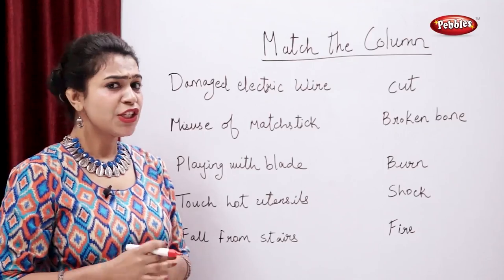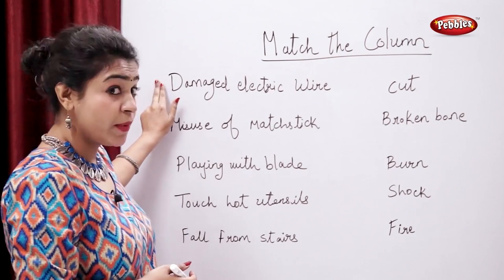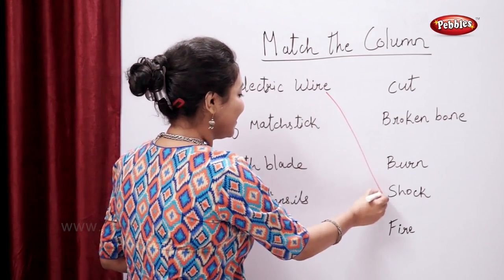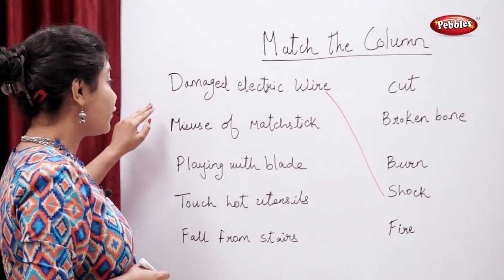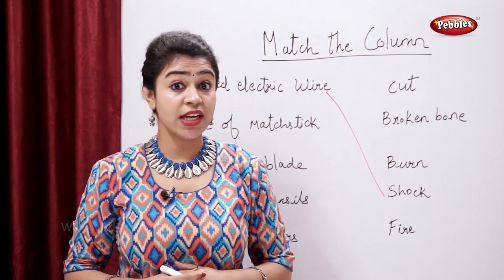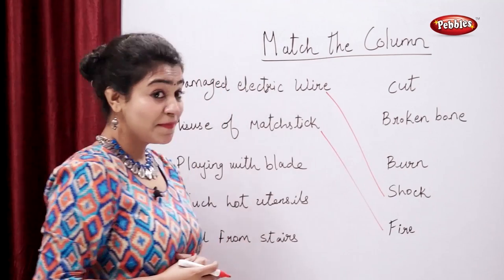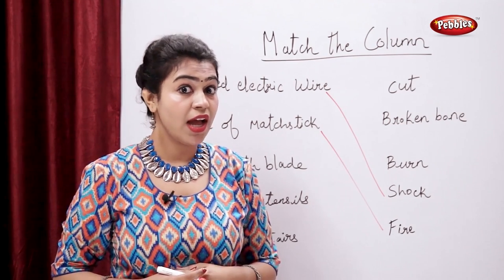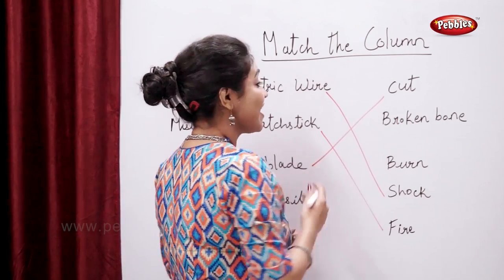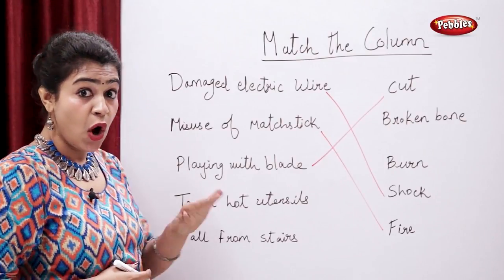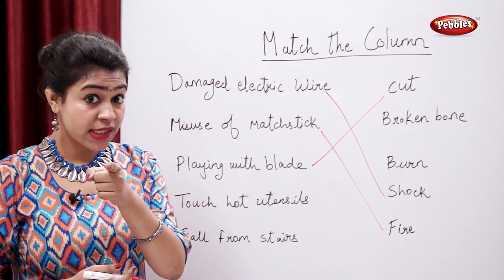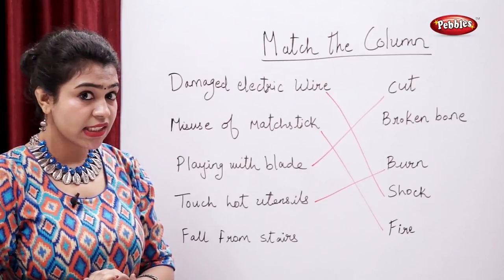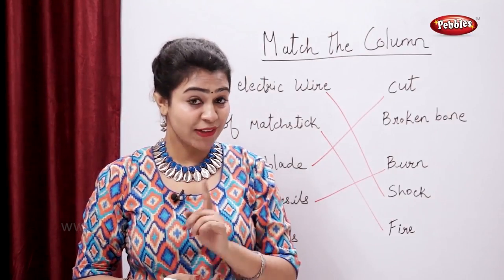Match the column. Students, tell me, what will happen if you play with a damaged electric wire? You will get a shock. Correct. So now tell me, what will happen if you misuse a matchstick? You will cause a fire. So now tell me, what will happen if you play with a blade? You will have a cut. Right. Now tell me, what will happen if you touch hot utensils? You will burn yourself. Lastly, what will happen if you fall from stairs? You will have a broken bone, right?